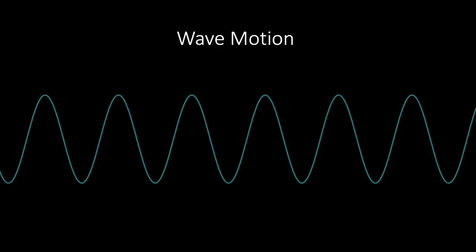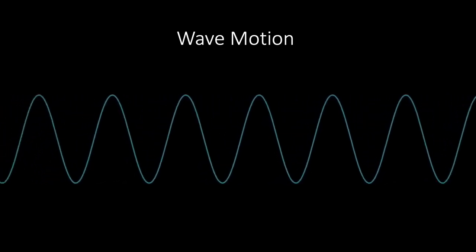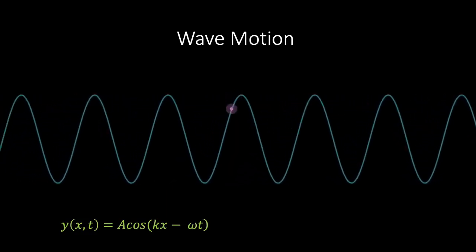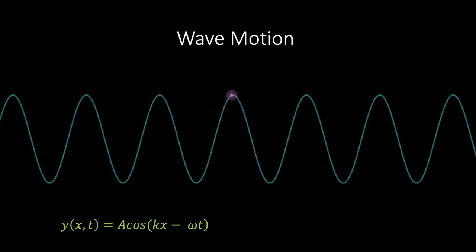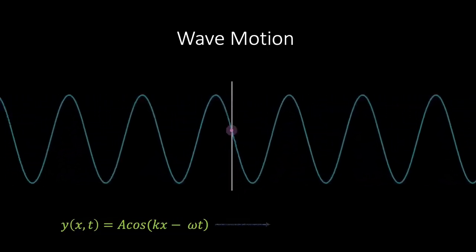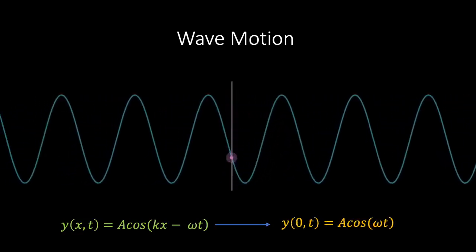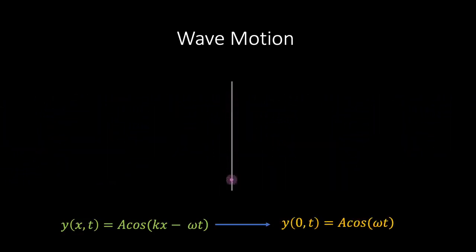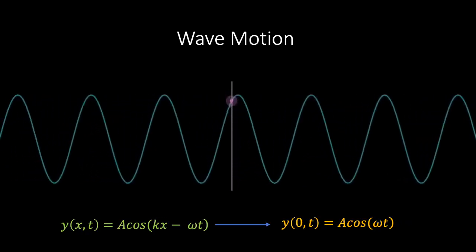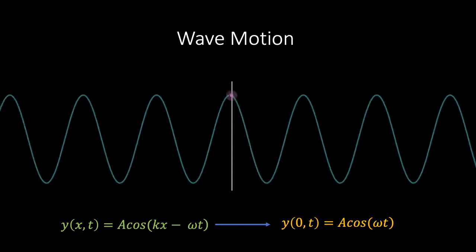Now we can describe the displacement of a wave in the y direction as a function of position x and time t using the following expression. Omega is the angular frequency, which we've already seen, and k is referred to as the wave number, which defines the spatial frequency of the wave. If we focus in on a particular fixed x value, then the wave displacement equation reduces to the displacement function of a simple harmonic oscillator. It is in this sense that you can think of a wave as simply a series of coupled harmonic oscillators.